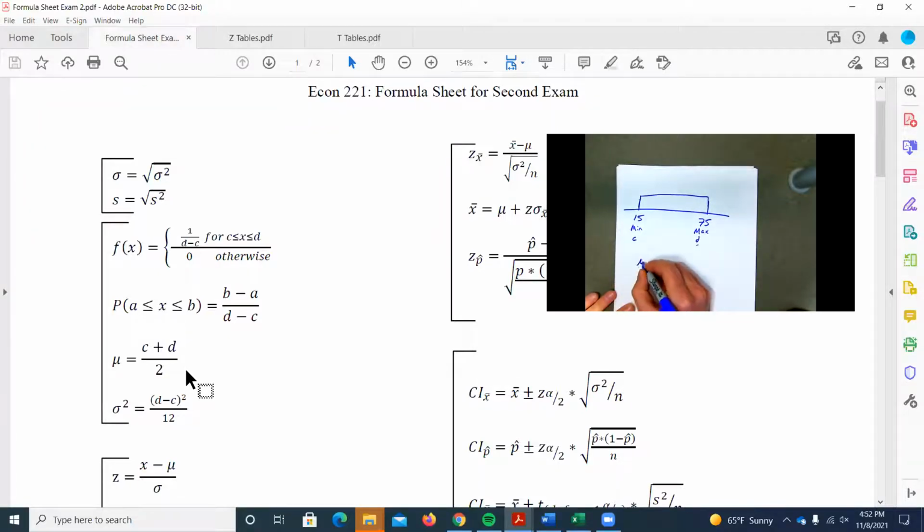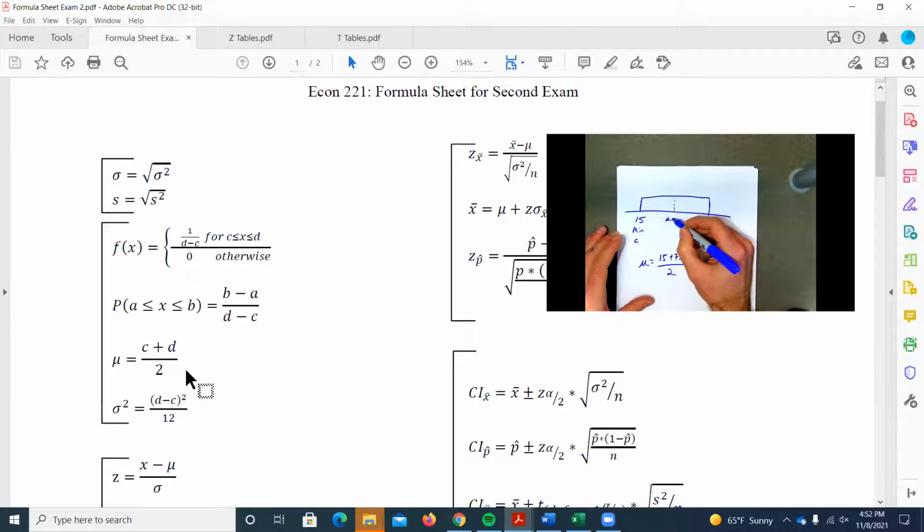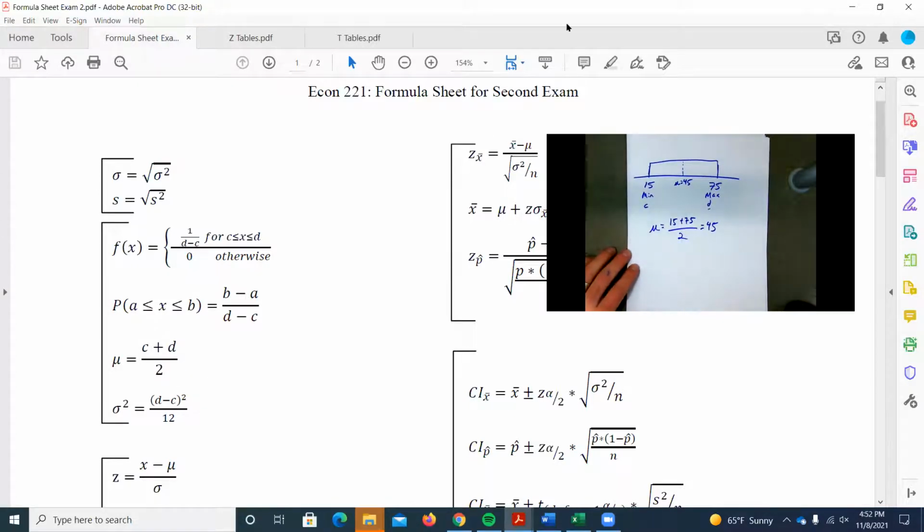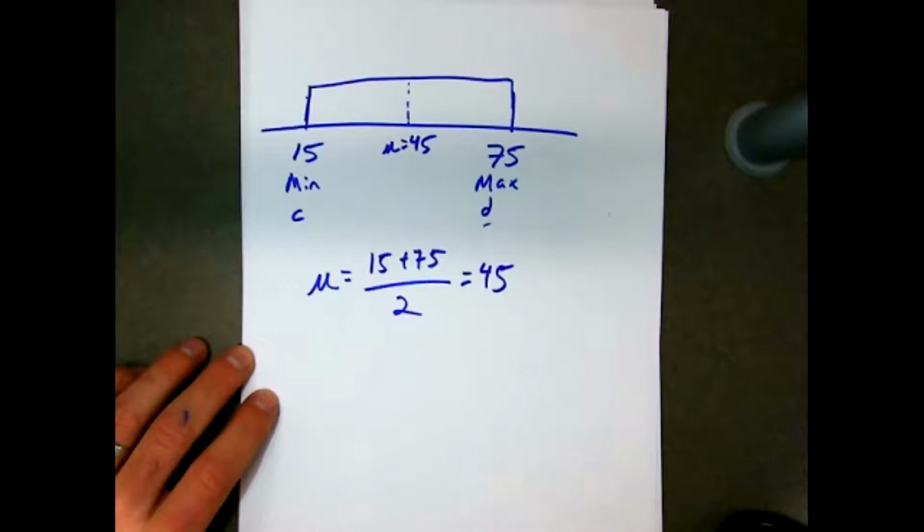So here, if I want the mean, all I'm looking for is the middle value. If I know where something starts and stops, and I just want the middle value, I'm basically just taking the average of the two. So I add those two values up, divide by 2, and I get my mean of 45. Right. Any questions on that? Make it a little bigger here.